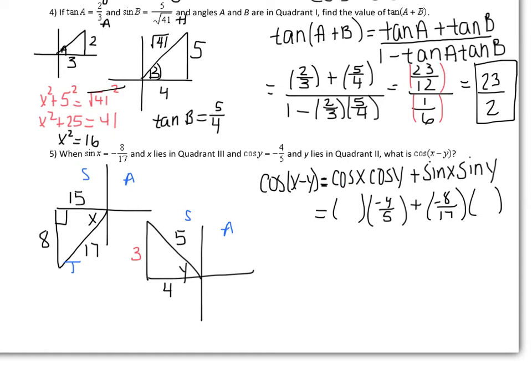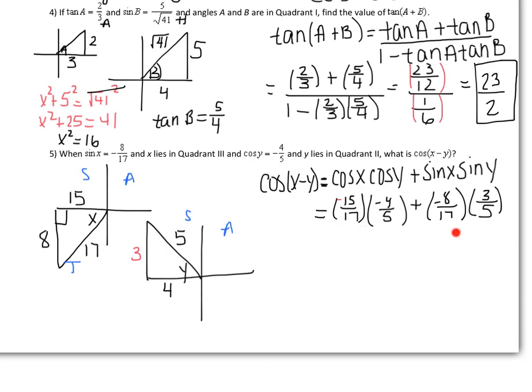So cosine of x, so here's x. Cosine is 15 over 17, adjacent over hypotenuse. So 15 over 17. But what do I know about cosine in this quadrant? It's negative, so you need to put a negative there. Okay, now let's jump to sine of y. So we got to look at the y picture. Sine is opposite, which is 3, over hypotenuse, which is 5. And what do I know about sine in this quadrant? Positive. Therefore, this stays positive.